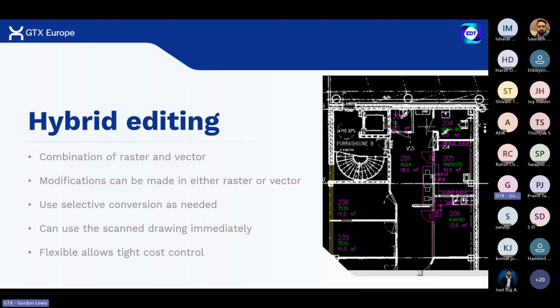Hybrid editing is a way that users can manipulate the drawing through the stages. So you have a combination of raster and vector. You might not want to convert the whole drawing in one go. You might want to manipulate a certain part of the drawing and then work your way through it over a period of time. So you'll end up having a combination of the scanned image and the vector data.